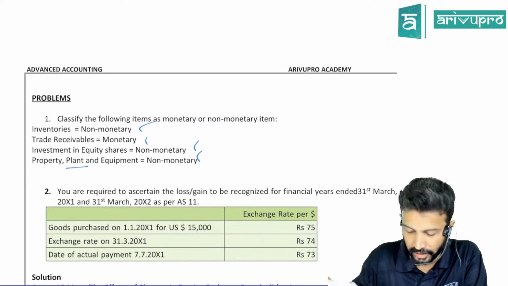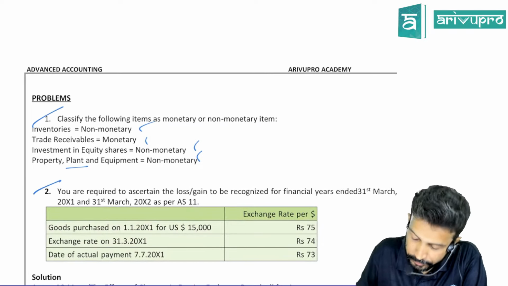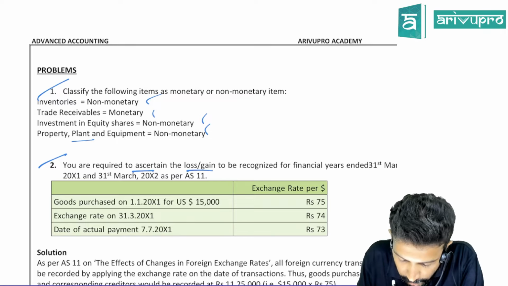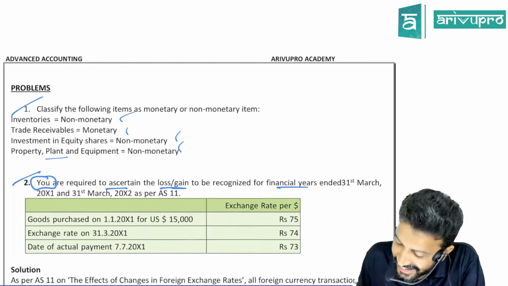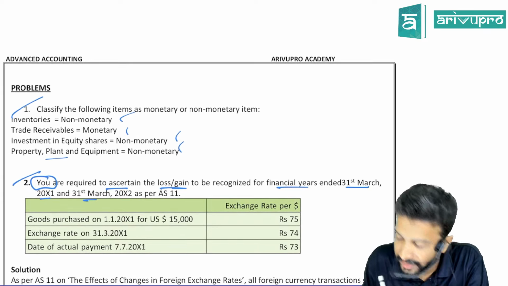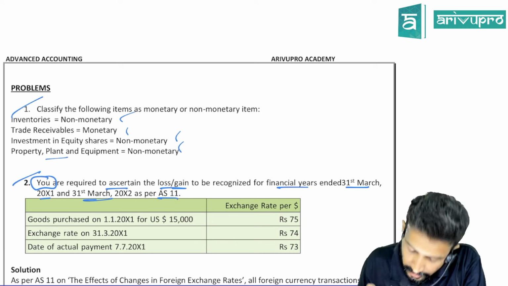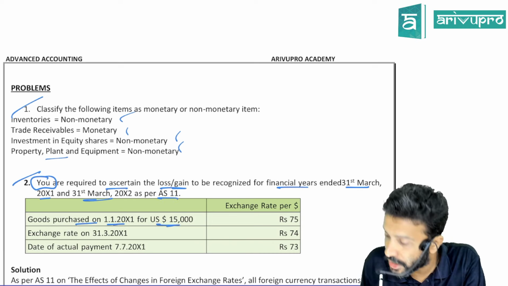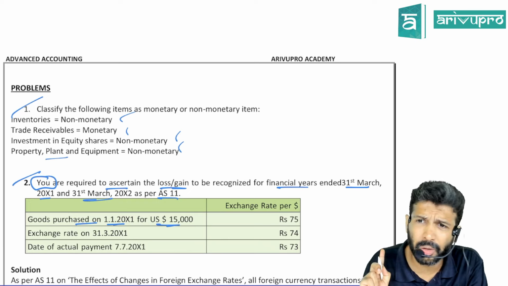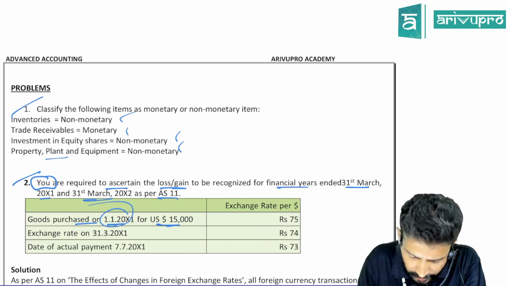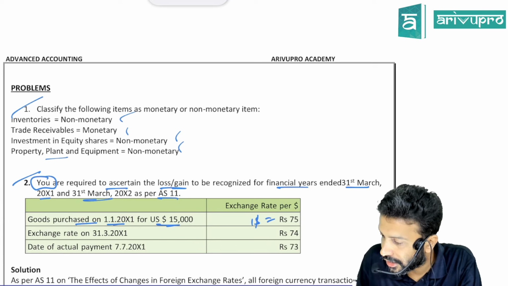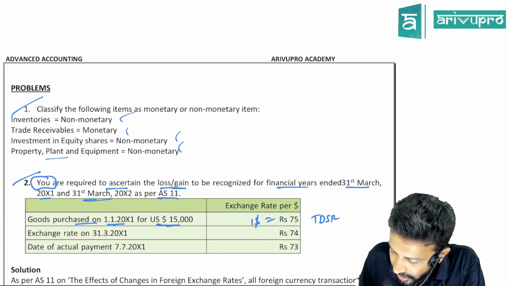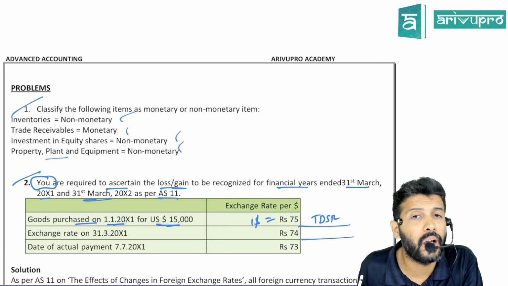Okay. Coming back to question number 2 now. You are required to ascertain, underline the word, you are required to ascertain gain or loss recognized for the financial year ended 31st March 20X1 and 31st March 20X2 as per Accounting Standard 11. Goods purchased on 1st January for US dollars 15,000. Same example that we took. On that particular date, the exchange rate was 75, meaning $1 is equal to 75 rupees. This we call TDSR, the transaction date spot rate.